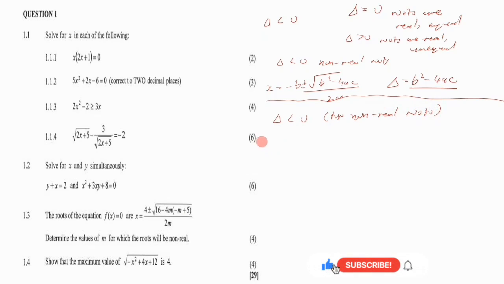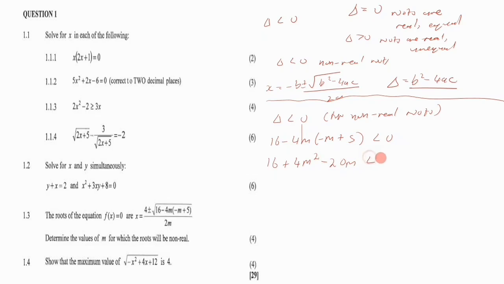So that means we take 16 minus 4m times negative m plus 5, and then we say less than 0. Now we'll try to calculate m here. So 16, negative 4m times negative m, that's plus 4m squared. Then what is negative 4m multiplied by 5? That's negative 20m, and then less than 0.